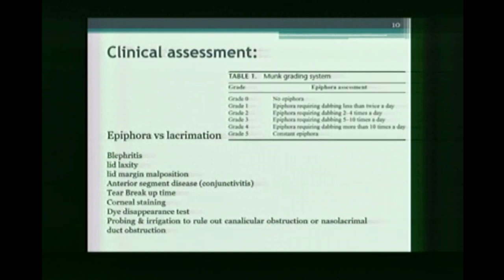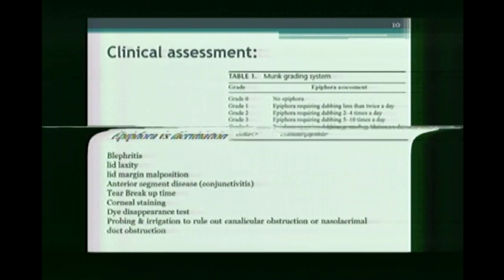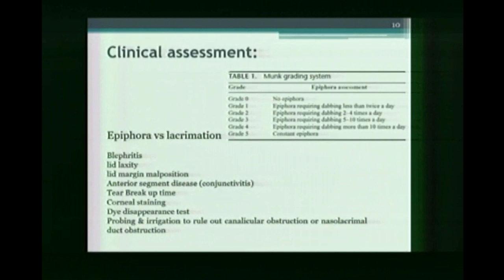Always examine and check for blepharitis, assess the lid laxity, and always pay attention to whether the patient has ectropion or excessive laxity. Look for malposition, examine the anterior segment, and make sure there is no conjunctivitis. Tear breakup time, corneal staining, and dye disappearance test are all important. Finally, do punctal dilatation and pass your probe to assess the canalicular system, the common canaliculus, as well as the nasolacrimal duct.